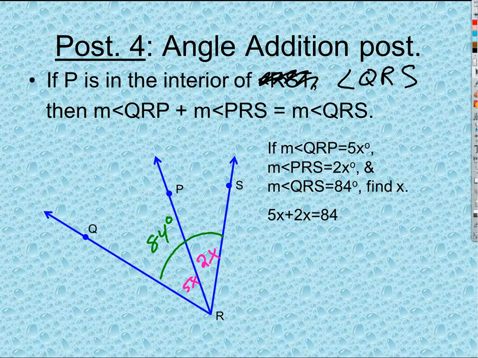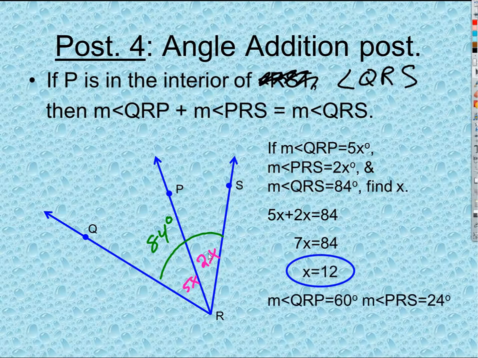X is 12. Now, more likely, I'm not looking for x. I'm probably looking for the measures of the angles themselves. So how could I find the measure of angle QRP? Plug in 12 for x and get what? 60. So that one would be 60, and this one would be 24.